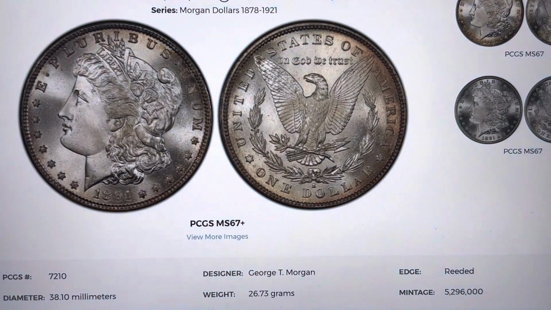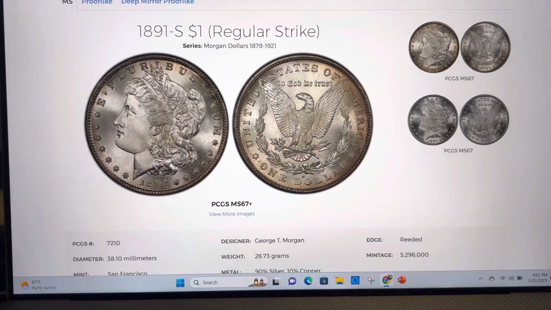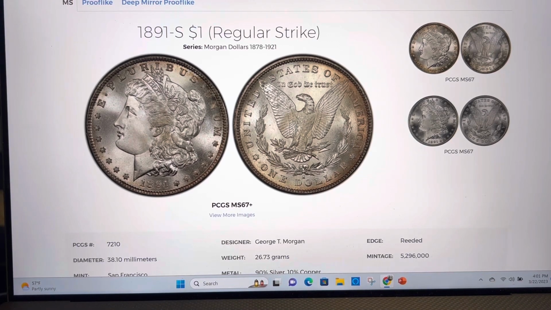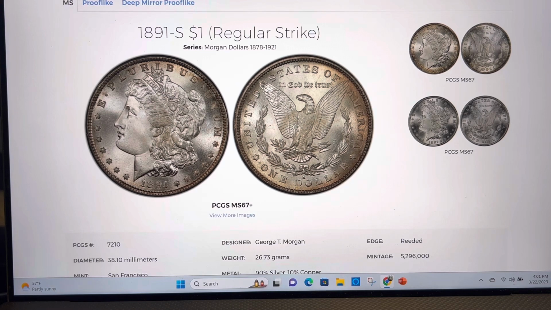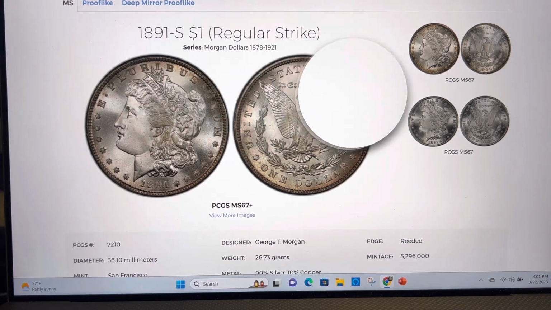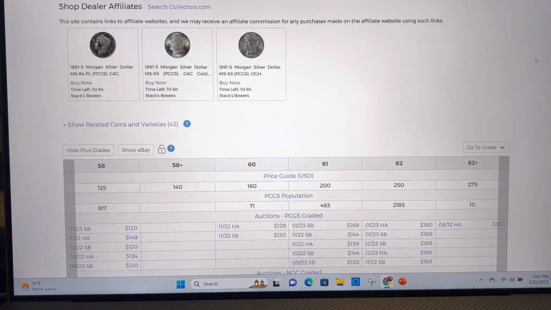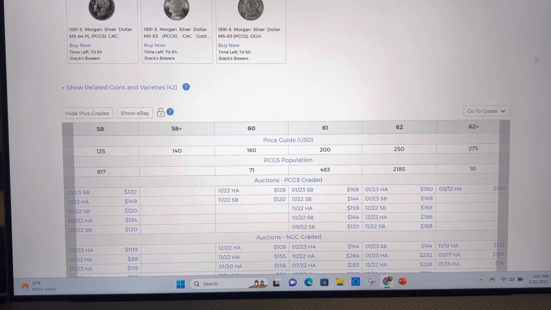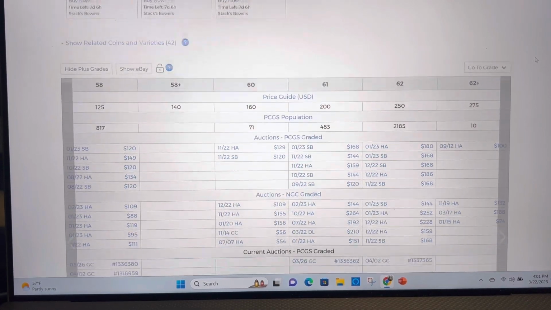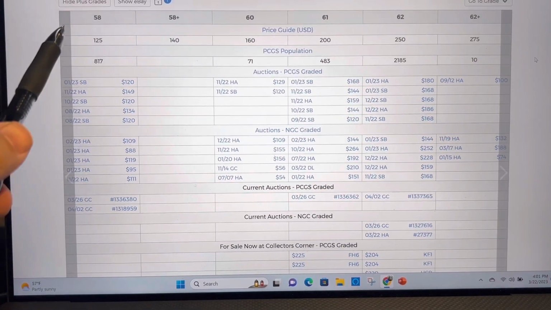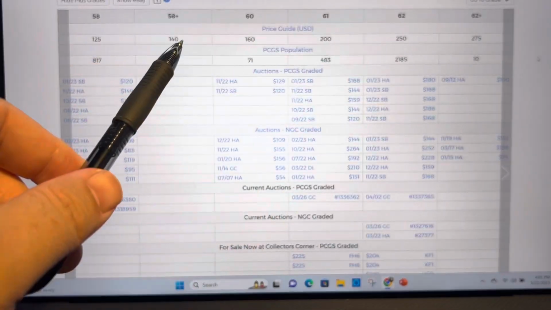Okay, so we are here on PCGS.com, and I wanted to personally show you guys this website to illustrate the difference in value, especially if you guys are going to be going out there hunting raw rarities. This is our 1891S that you see here. Now, if we scroll down just a little bit, let's see, where's my pen? You're going to notice that there's a graph right here.